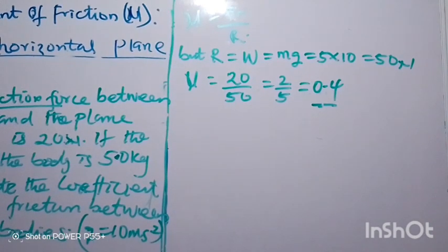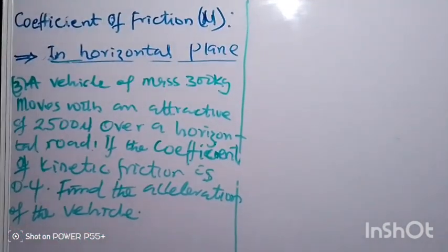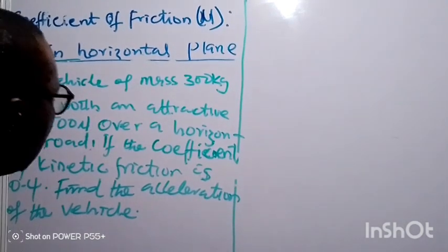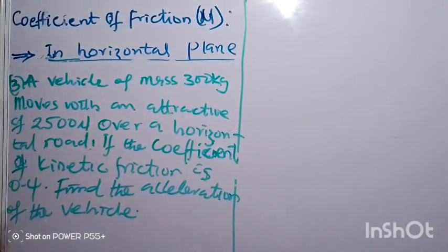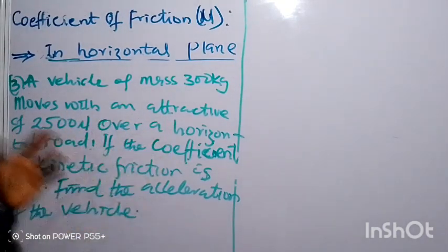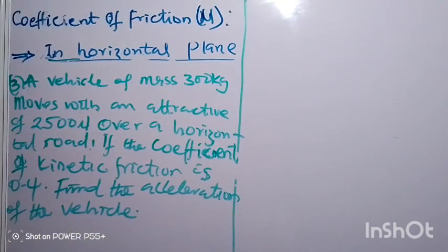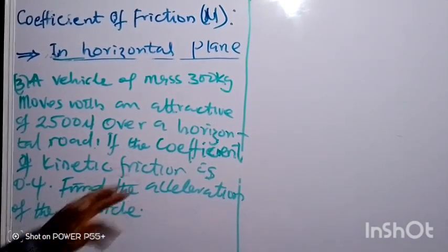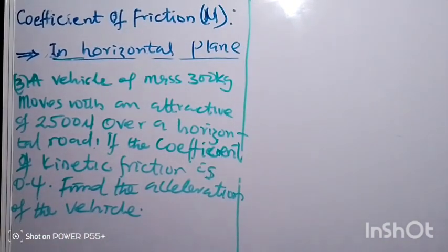Let's take this one as example 3. A vehicle of mass 300 kg moves with an attractive force of 2,500 Newton over a horizontal road. If the coefficient of kinetic friction is 0.4, find the acceleration of the vehicle.